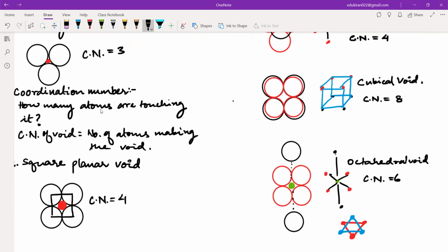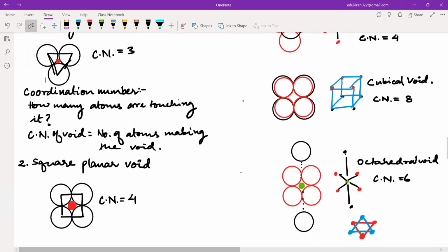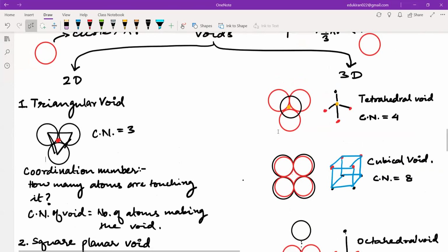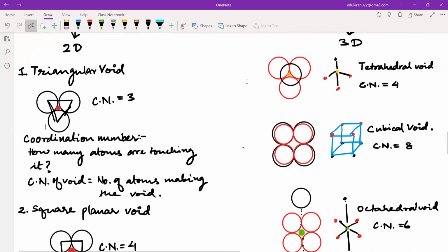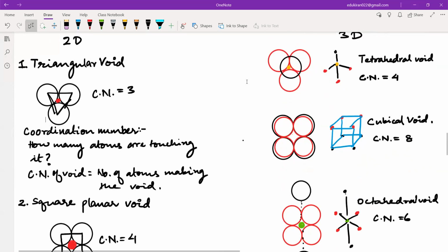Then we have this triangle, and hence it is named a triangular void. This is named a square planar void. Then in 3D we have tetrahedral void, cubical void, and octahedral void. These are the voids that you have to study first, so that you can easily identify them if you come across them later.